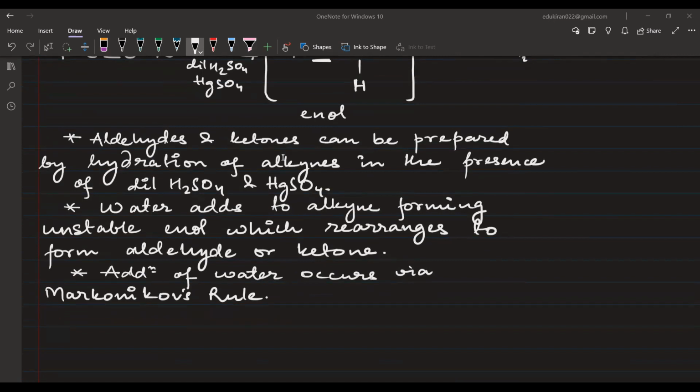I hope all of you remember Markovnikov's rule. Otherwise, flip the pages, the haloalkane and haloarene chapter. In that we have done addition of HBr into alkene. Please look at that Markovnikov's rule. Find wherever your Markovnikov's rule is there in your notebook.